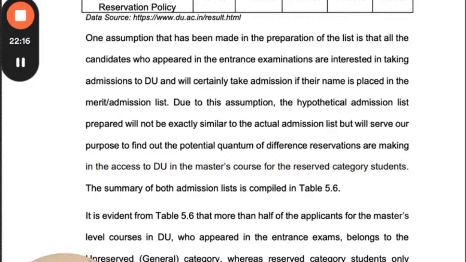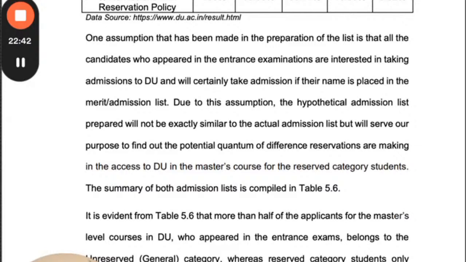So out of 50%, what I am seeing is that 25% of the students got in on their own merit. So this is a very important finding in the paper. It is not that all the students require reservation. So 25% of them would have got in even if reservation were not there. So this is a very important thing.